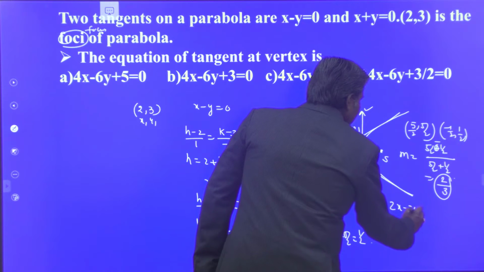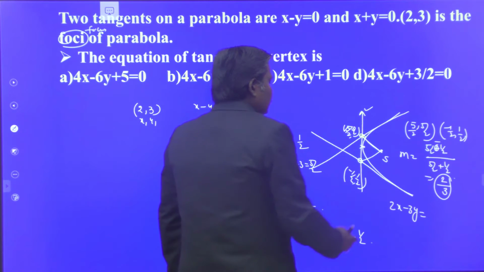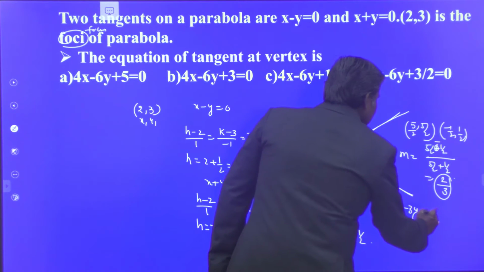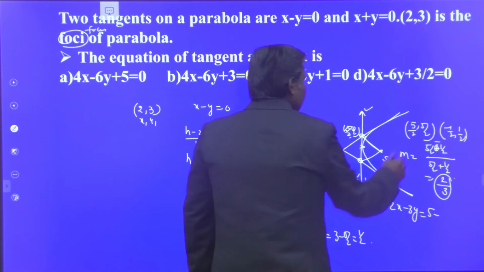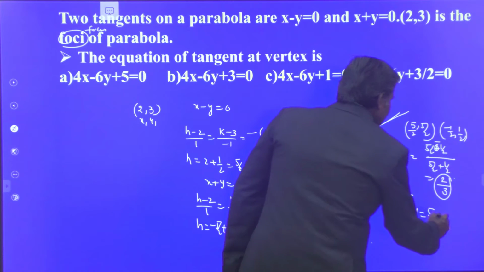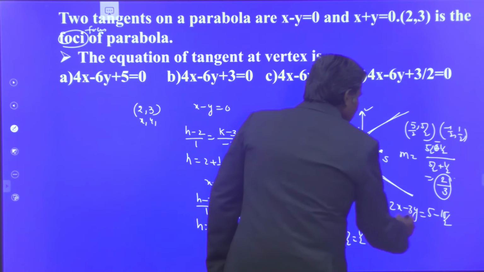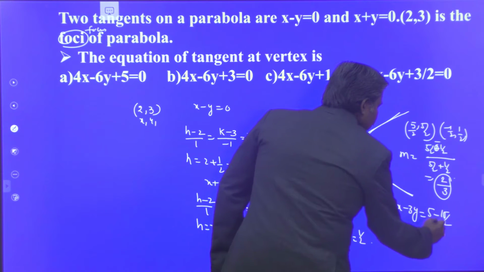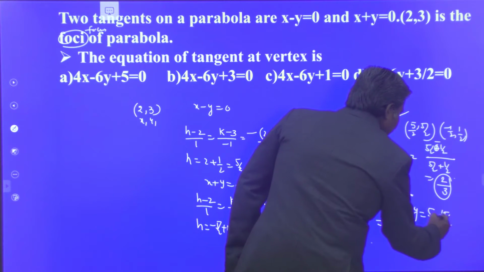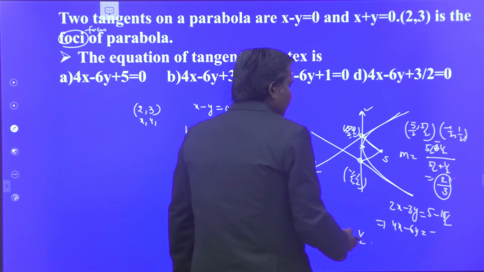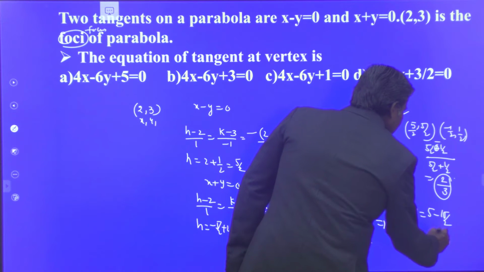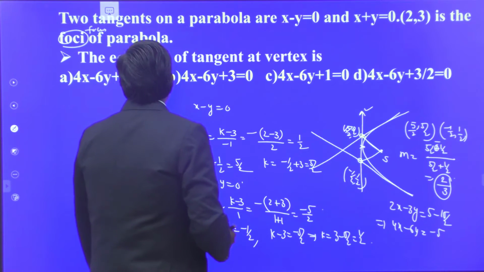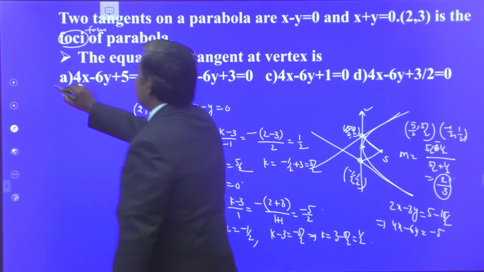2x minus 3y. Substitute any one of the points. Substitute this point here: 5/2 into 2, that is nothing but 5, minus 5/2 into 3, minus 15/2. So 4x minus 6y is equal to minus 5/2, minus 5. You are cross multiplying that. 4x minus 6y is equal to minus 5. 4x minus 6y plus 5 is equal to 0.